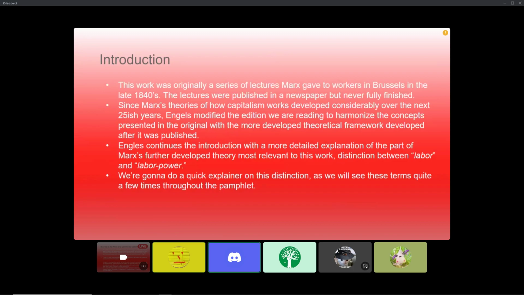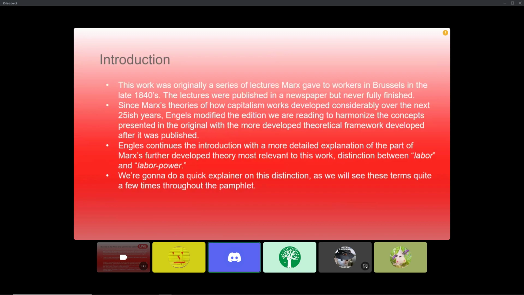The work wasn't originally meant to be a written work. It was a series of lectures that Marx gave to a bunch of workers around Brussels, actually. And some people were like, wow, he did such a good job of explaining this stuff to the workers around here. We should make a series of newspaper articles about it. Later down the line, Engels and Marx collected those articles together and formed them into a more cohesive work, like the pamphlet we see today.